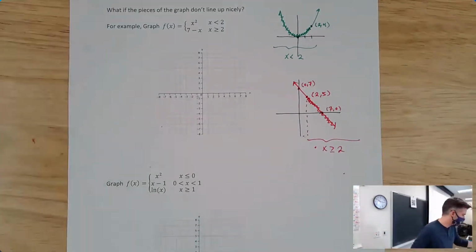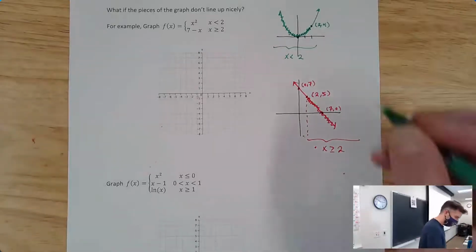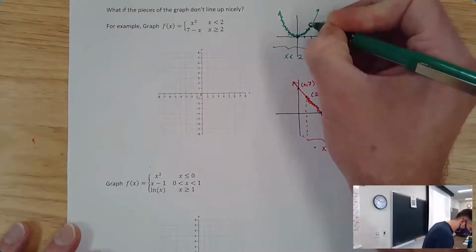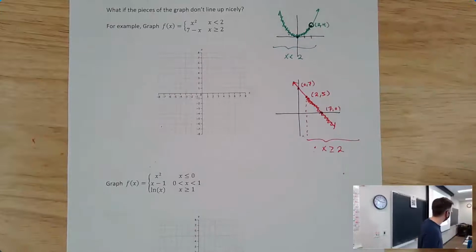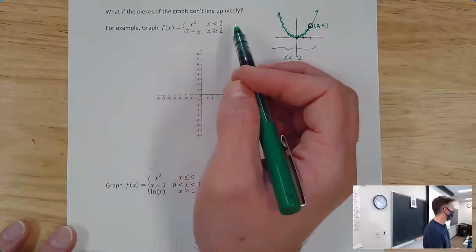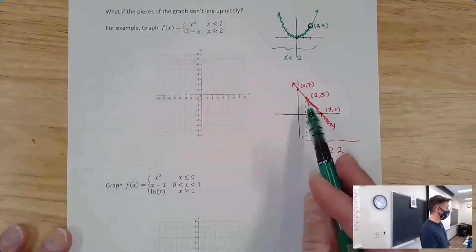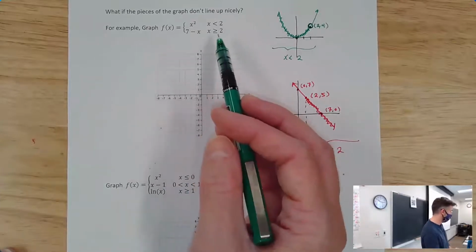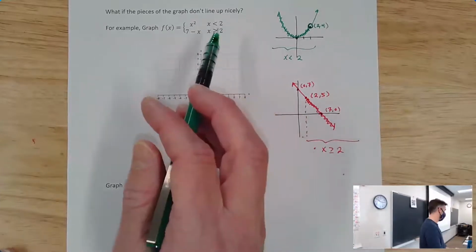So what I might have tried to emphasize here is I actually am not going to want the point 2, 4. So I really want to draw an open circle there. We don't want 2, 4 because x doesn't actually get to equal 2 for that piece of the function. We do want the point 2, 5 because when x is 2, that's in the second piece of the piecewise function. And when you plug in 2 to 7 minus x, you get 5.